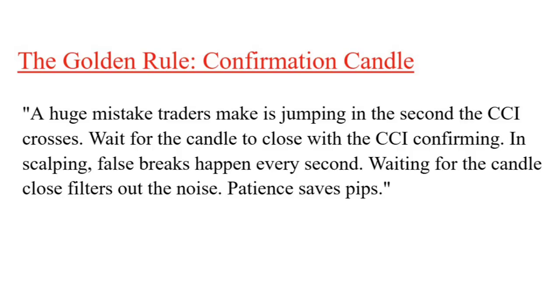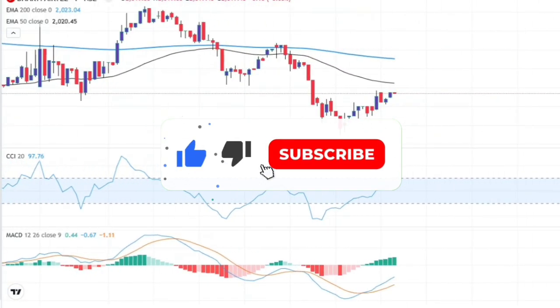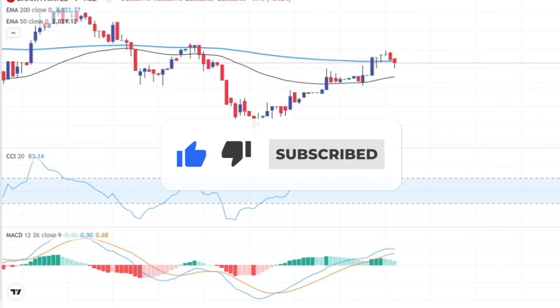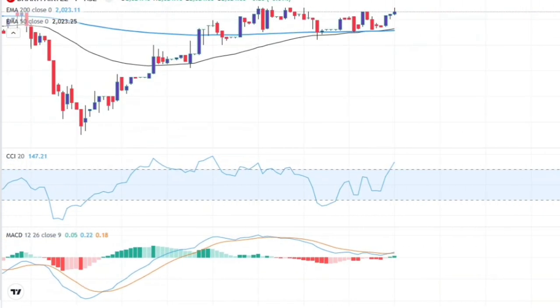In scalping, false breaks happen every second. Waiting for the candle close filters out the noise. Patience saves pips. Part 3. Risk management and exit rules. You can have the best entry in the world, but if you don't know how to get out, you will go broke. Let's lock in profits and kill losses.